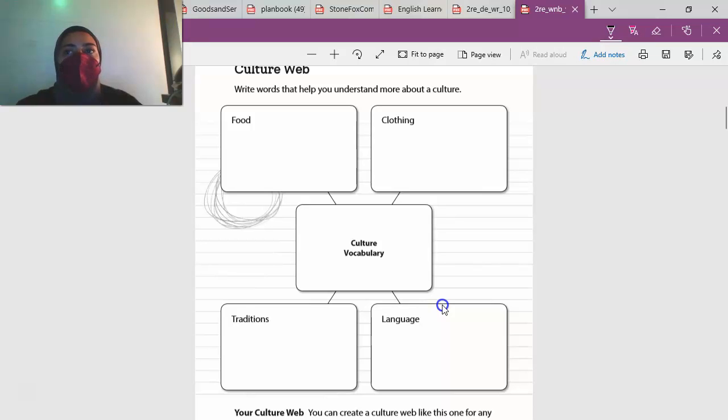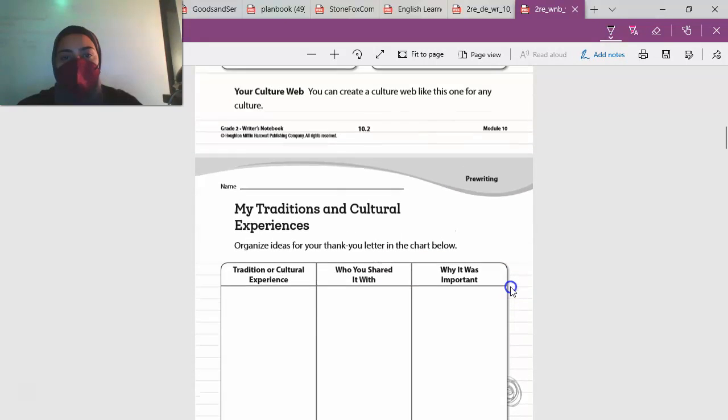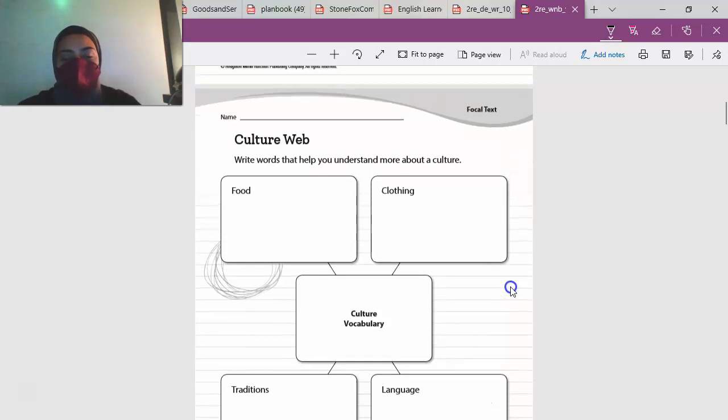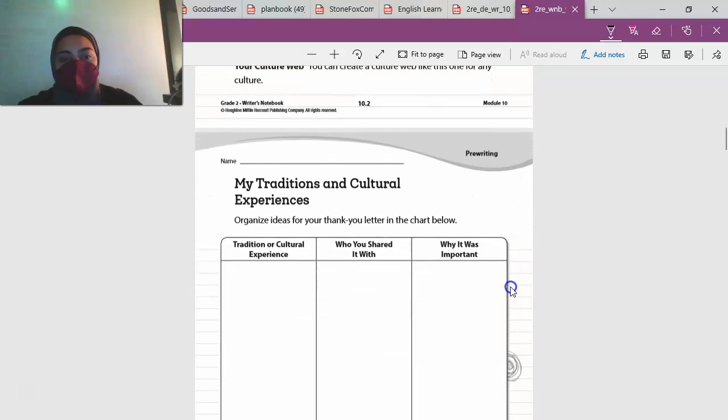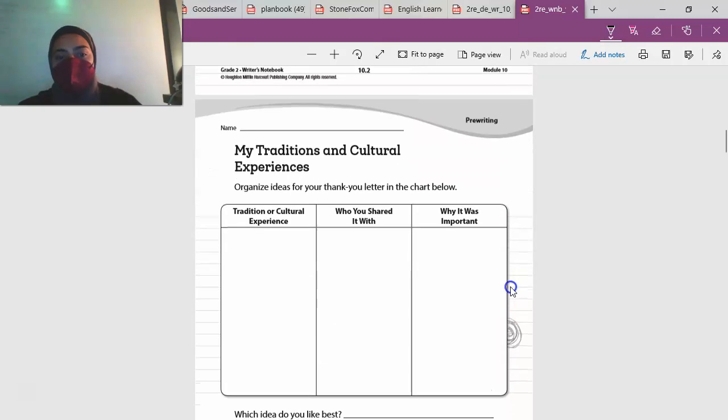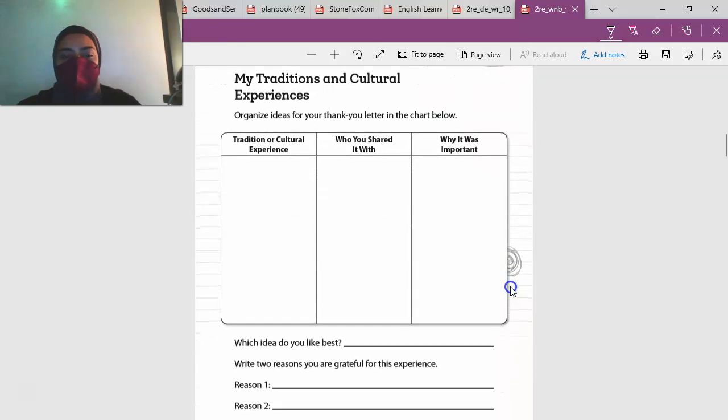Oh, okay. All right. So you're going to choose, I'll wait. You're going to choose a culture you know about, though, okay? You're going to write the culture here, and then you're going to write at least one kind of food they eat in the culture, clothing, traditions, and language. And then I'll wait. If you want to just do Texan, you can do Texan. Or you can do American, not Texan, just America in general. It's up to you. And then you're going to do the next page.